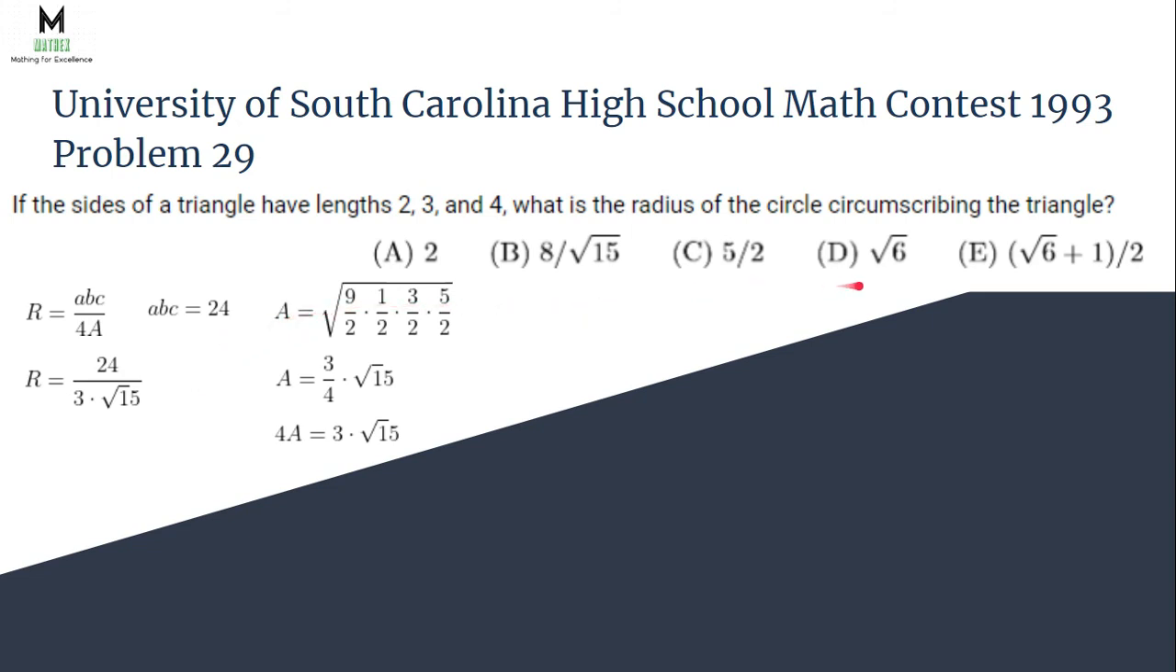Now, obviously that's not an answer here, because 24 and 3 can be simplified down. So 24 divided by 3 will give us 8. So the true answer is 8 over root 15.